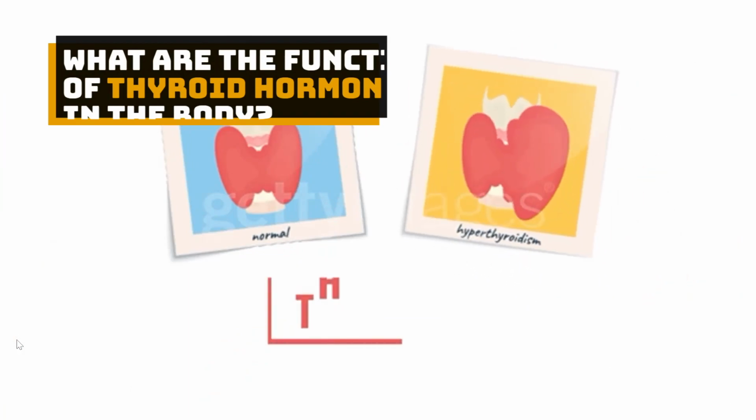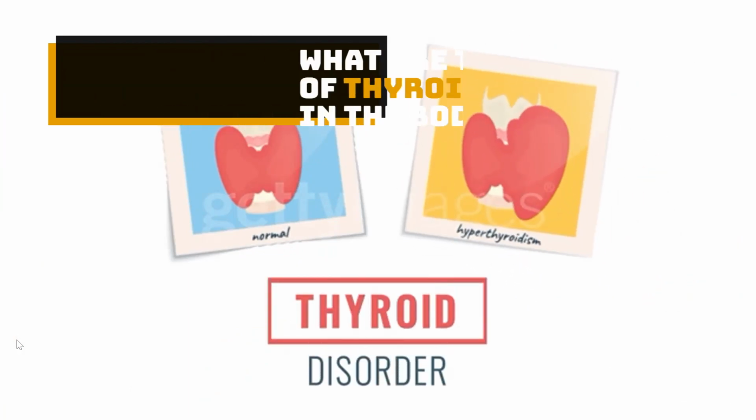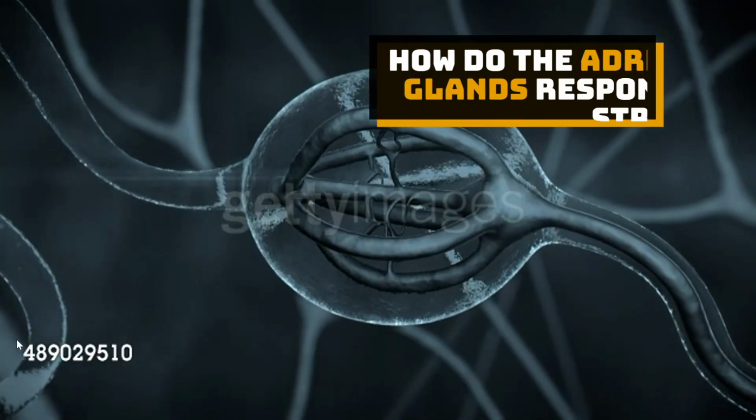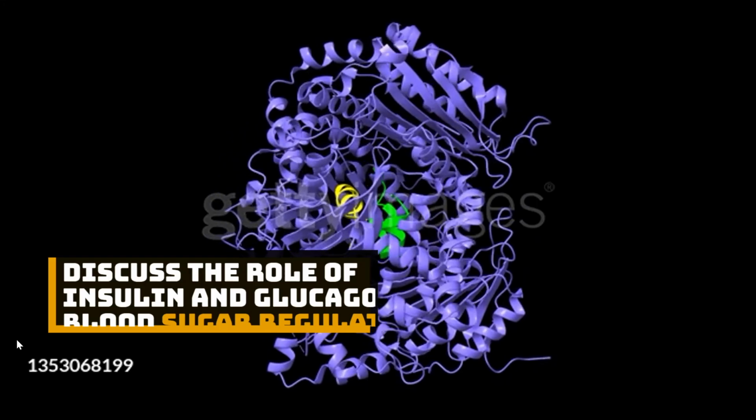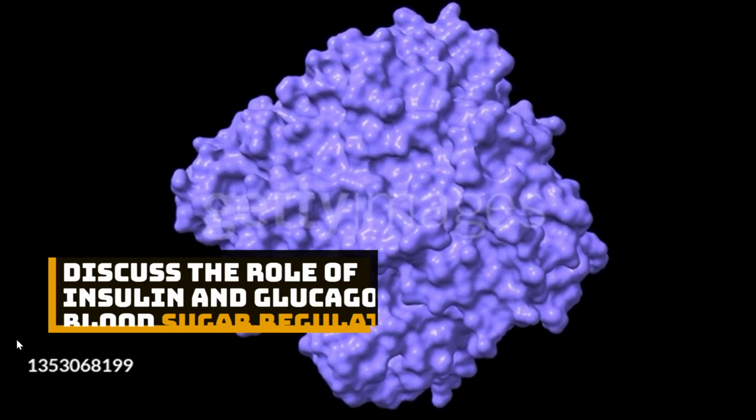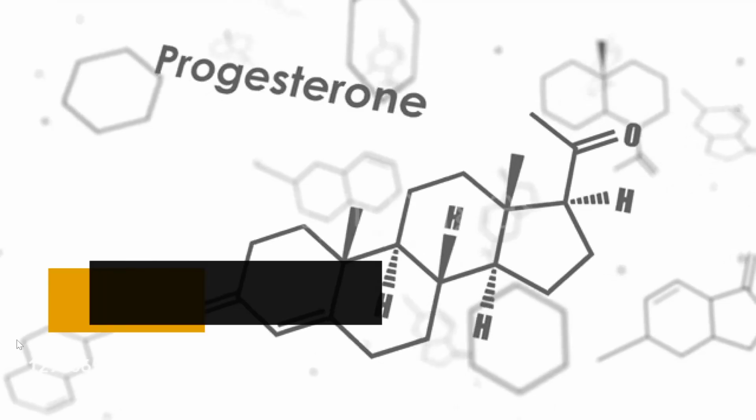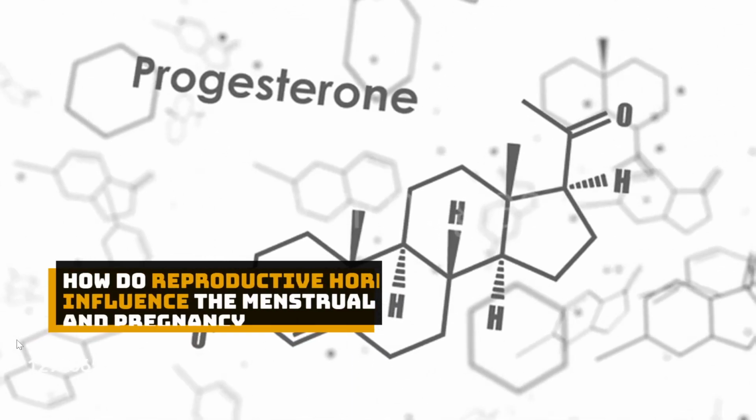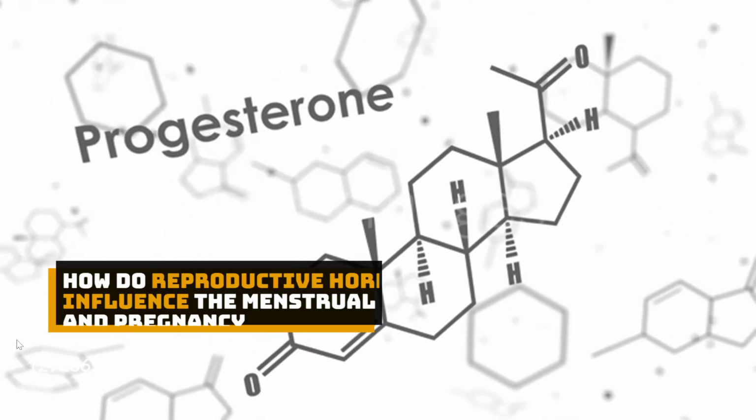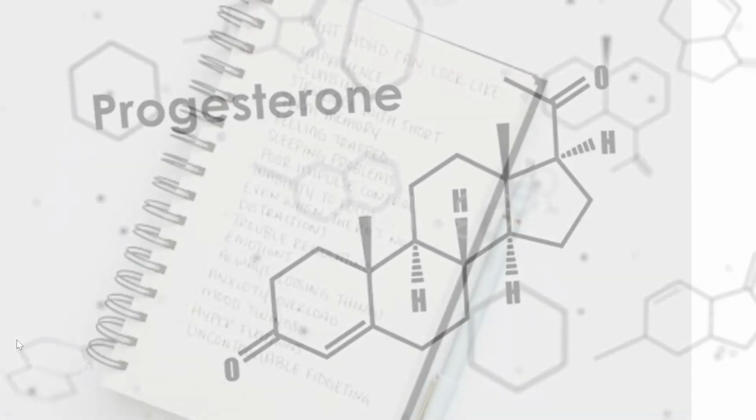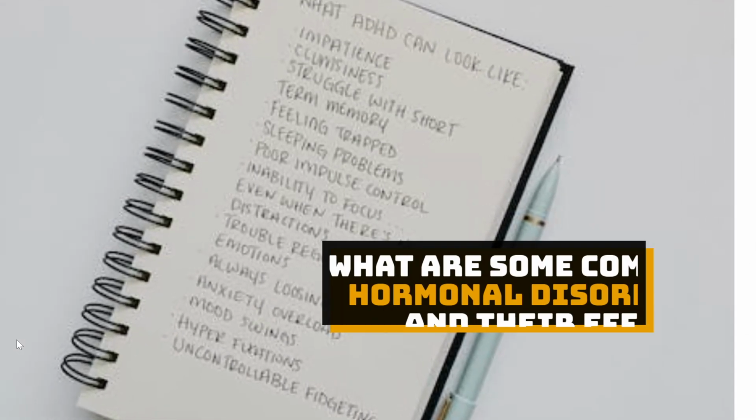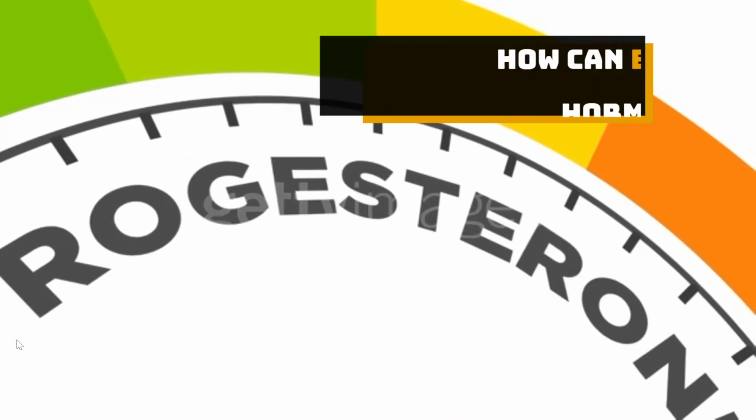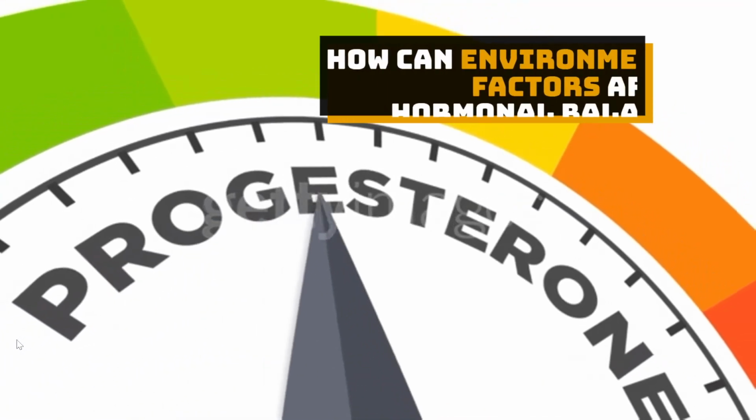What are the functions of thyroid hormones in the body? How do the adrenal glands respond to stress? Discuss the role of insulin and glucagon in blood sugar regulation. How do reproductive hormones influence the menstrual cycle and pregnancy? What are some common hormonal disorders and their effects? How can environmental factors affect hormonal balance?